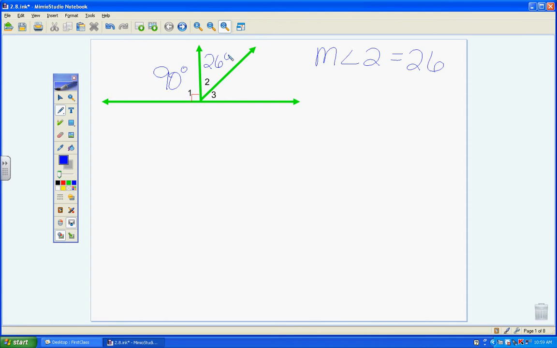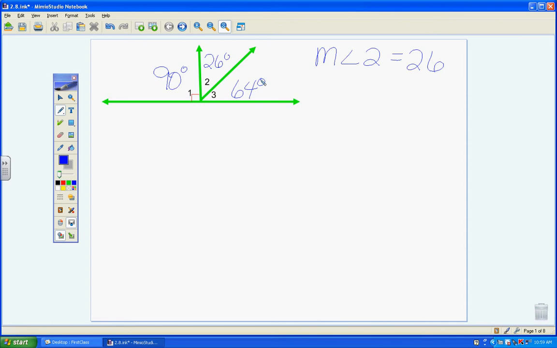So how would we find the measure of angle 3? 90 minus 26. Okay, in your calculator, 90 minus 26, 64 degrees. So pretty easy when you know one measure, you can find the others. Not too difficult, right? And this is actually something we've covered before.